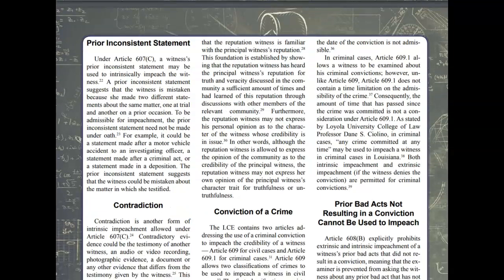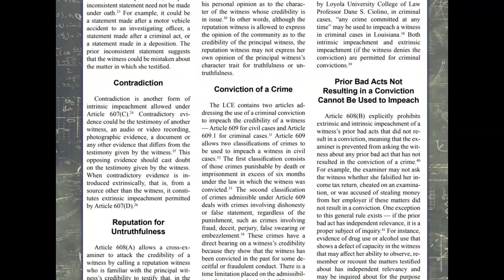Contradiction is another form of intrinsic impeachment. It's basically any other evidence or testimony that is different from what the witness has said. So if the witness says the light was green and another witness says the light was red, that's contradiction. That's contradictory testimony. It means testimony from another source or another person that is at odds with what the witness has testified about.